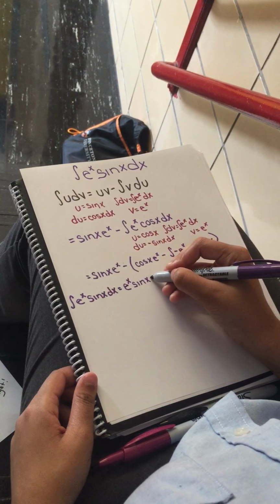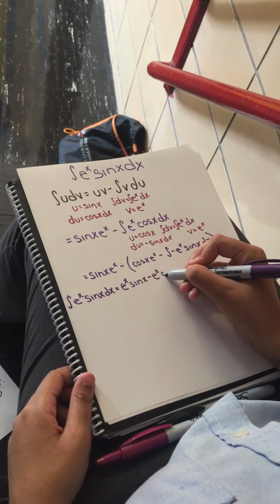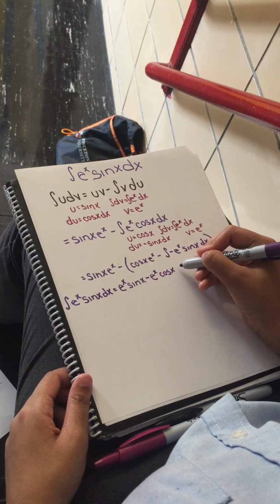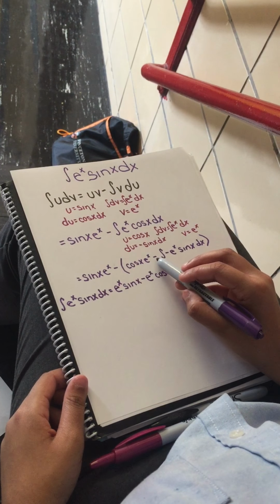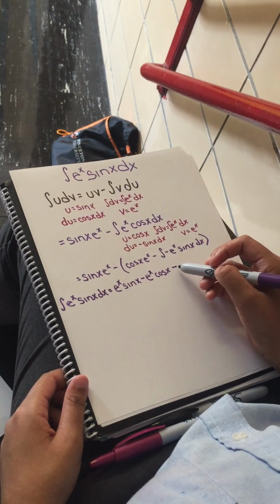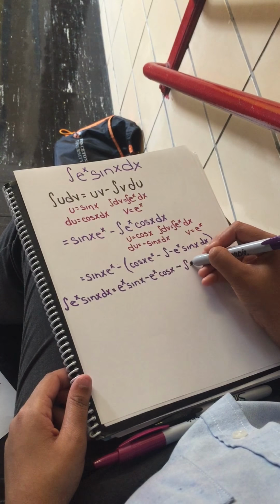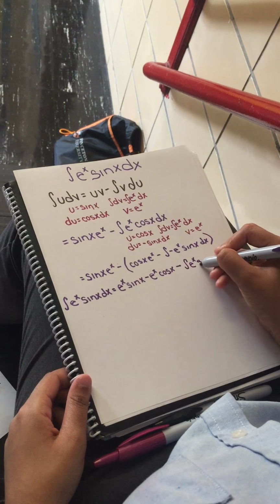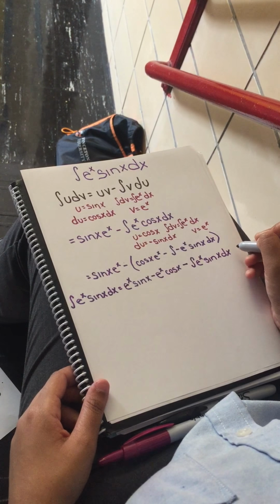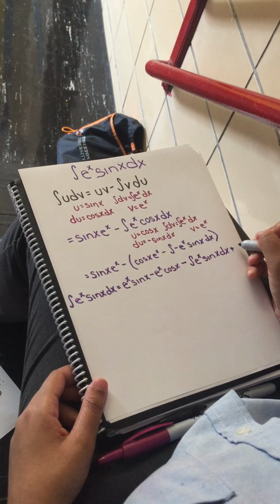So you get minus, again I put the e first, e to the x cosine of x minus, here you have a negative and a negative, so that would be positive, and then you have a negative right here, so that's why it ends up being negative, minus the integral of e to the x sine of x dx. And here's where we put plus c, because your final answer has to have plus c.